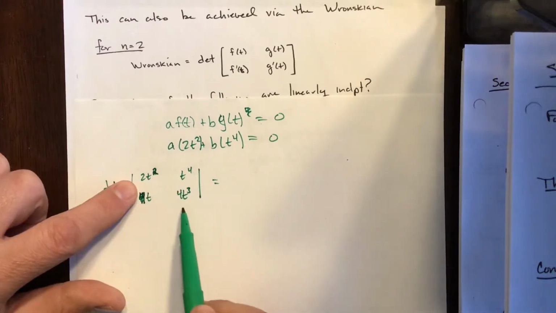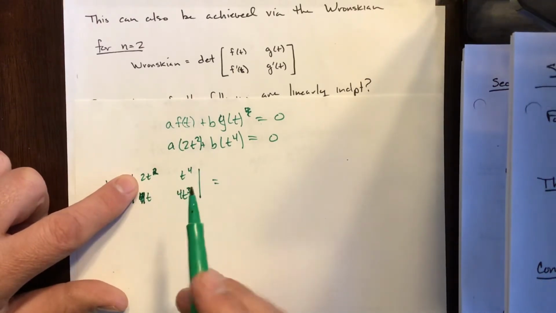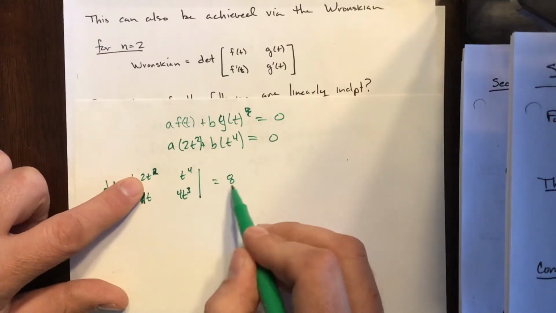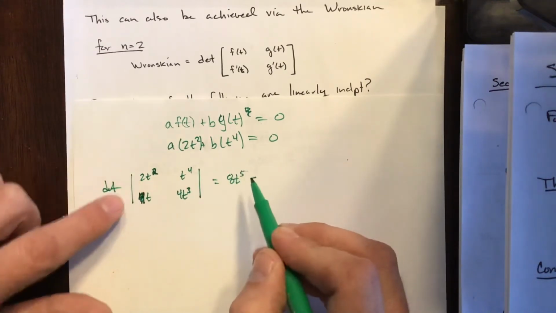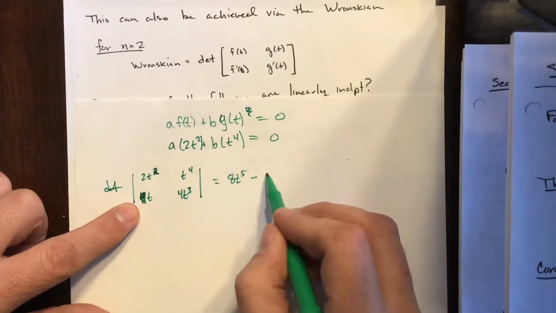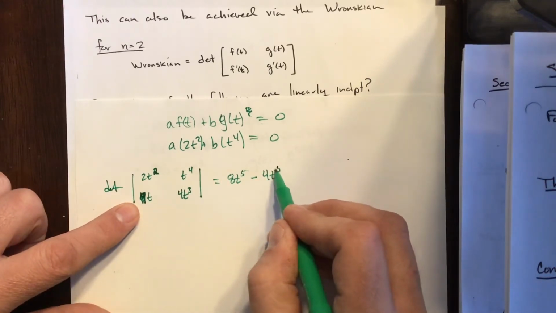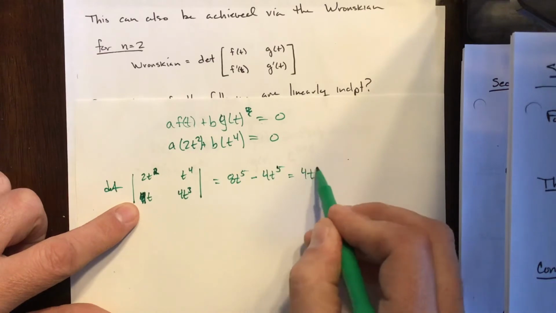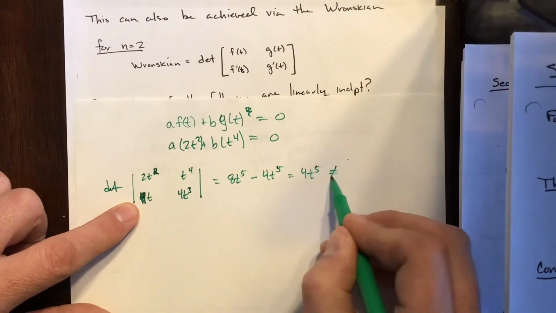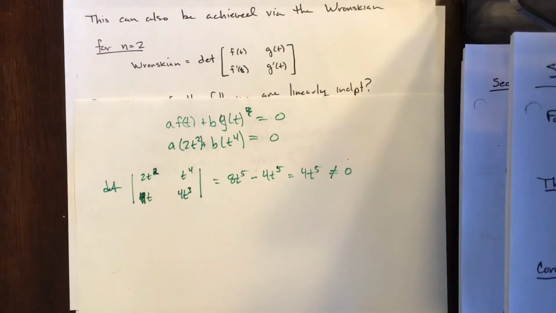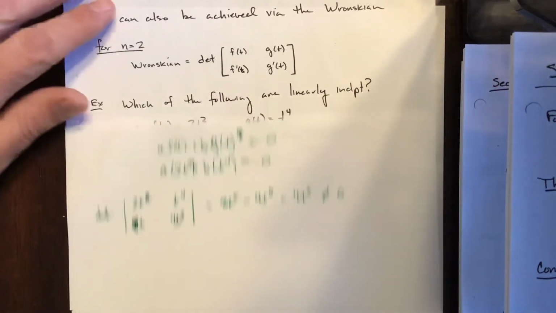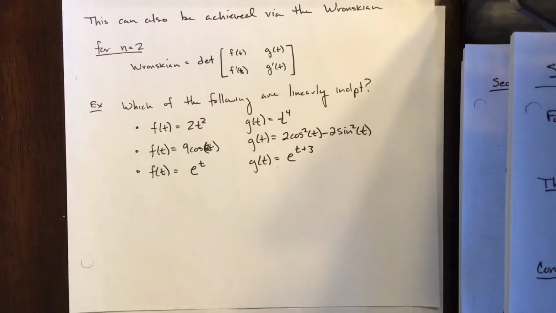You get 2t squared times 4t cubed, that's 2 times 4 is 8t to the fifth, minus 4t times t to the fourth, that's 4t to the fifth, which gives 4t to the fifth, which is not 0. And that's the most important case. So linearly independent functions will have a Wronskian that is non-zero. Can you spot the one that has the pair of functions that are linearly independent?